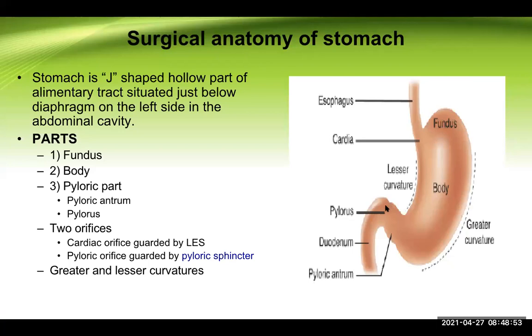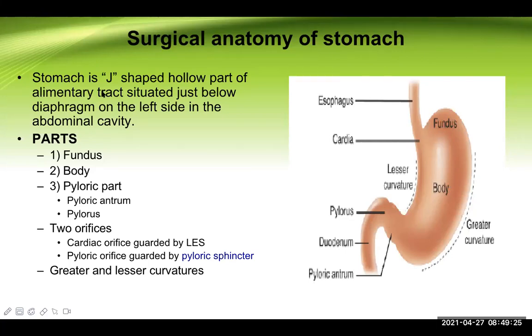The pyloric sphincter is present right here. So this area is called the pylorus. It has different parts, the antrum and the sphincter. This is called the pyloric antrum, and the lower part is called the pyloric sphincter. Now, the stomach has a greater curvature. This is the greater curvature, and here is the lesser curvature. This is the cardiac end, and this is the pyloric end. So these are the different parts of the stomach.